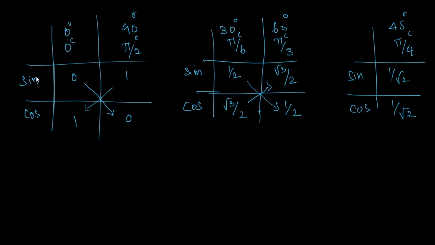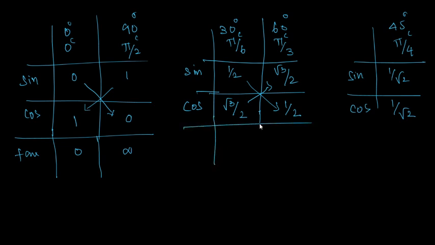Now you know for tan value, tan is nothing but sine by cos. So you can easily arrive at the tan value now. So what about the tan value here? Tan is sine by cos. So 0 by 1, 0. Anything by 0 is not determined. Okay, so this is the easiest way you can arrive at the results.